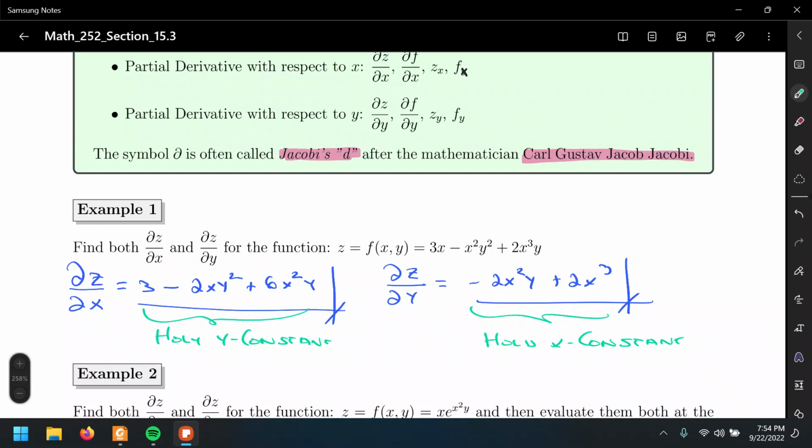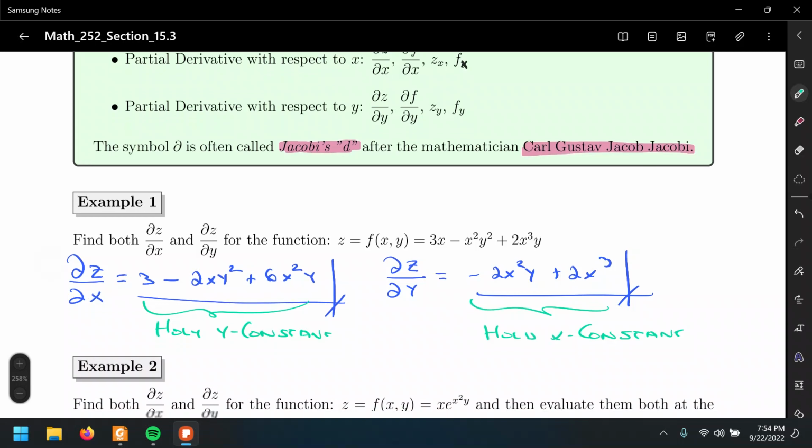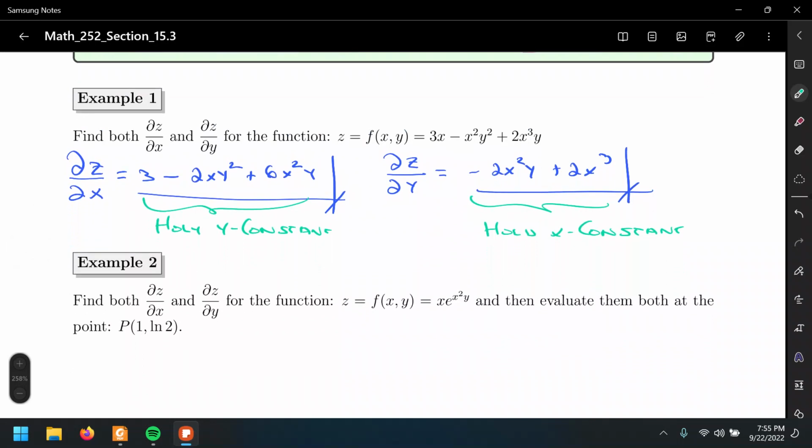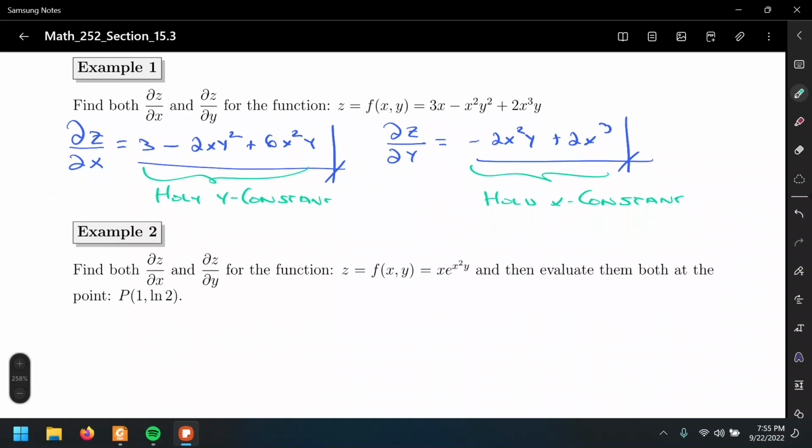All right, let's look at the next example. Let's find both partial derivatives for the function z equals f of x, y equals x times e to the x squared y. All right, so let's have a look.